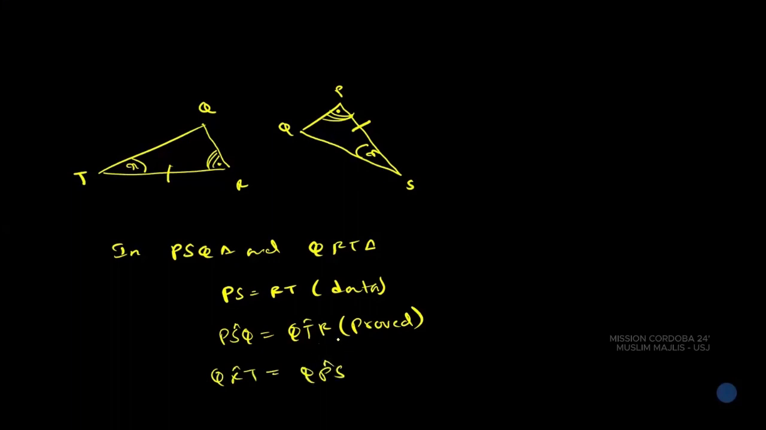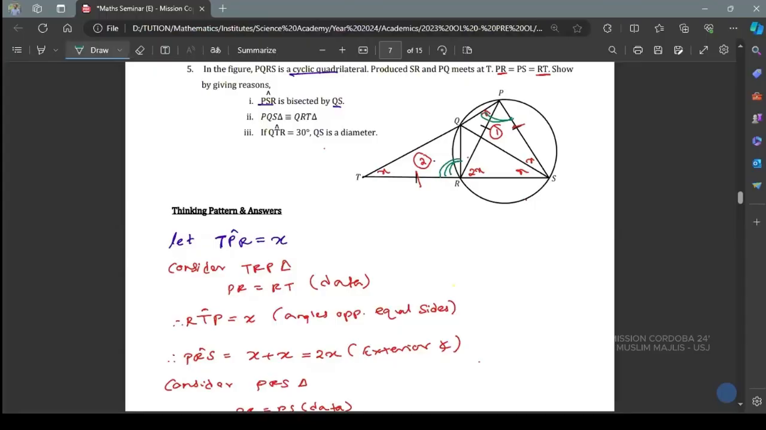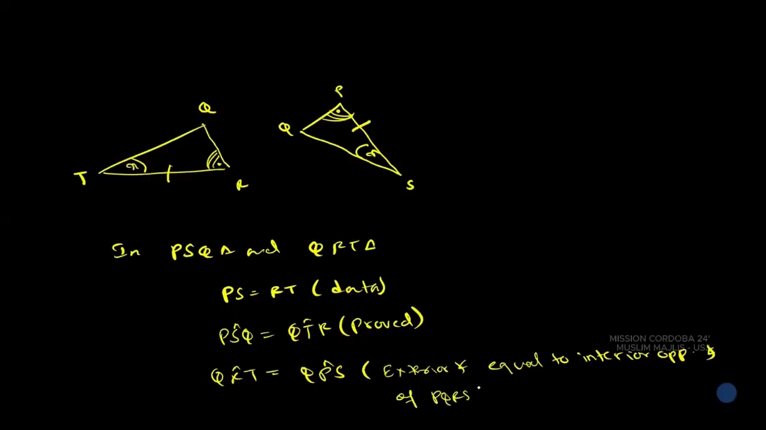Why are these two angles equal? Exterior angle equal to interior opposite angle of the PQRS cyclic quadrilateral. PQRS cyclic, you better be precise, quadrilateral.